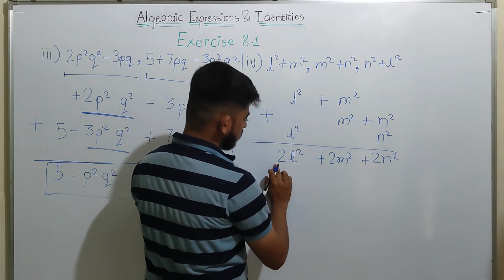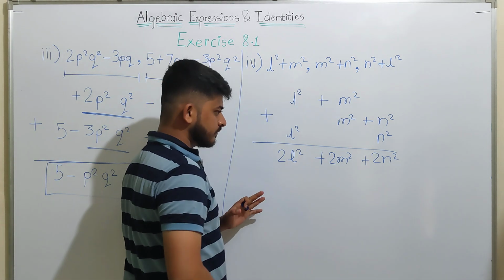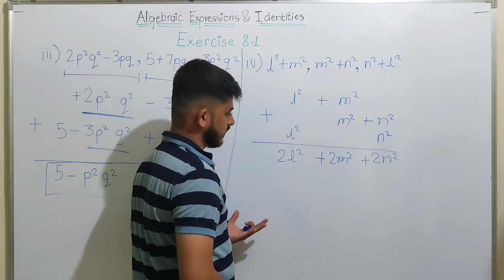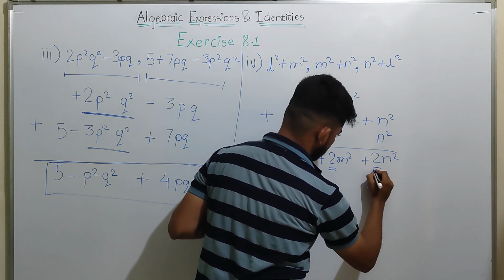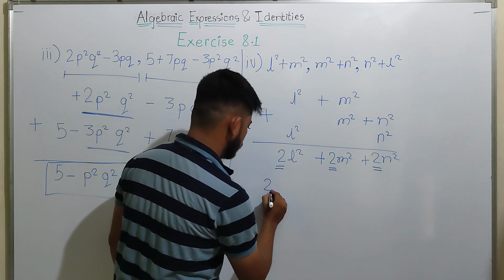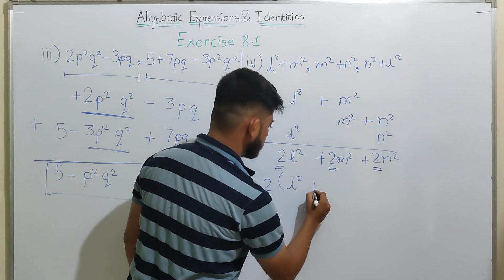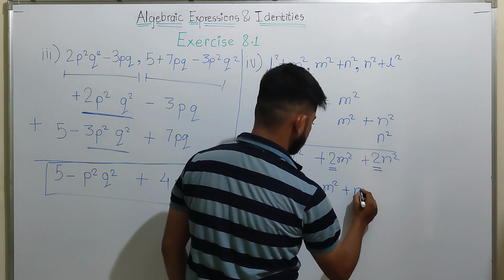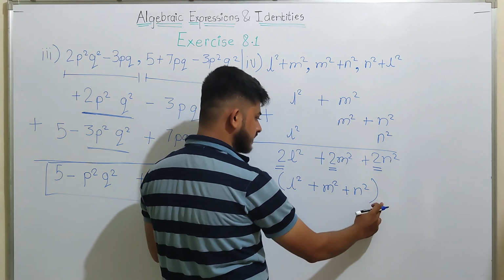Now see here, 2l square plus 2m square plus 2n square. Have you observed a common thing in this? What common thing might you have observed? I have observed this 2. So I can write it as 2 bracket l square plus m square plus n square. You can write this answer also.